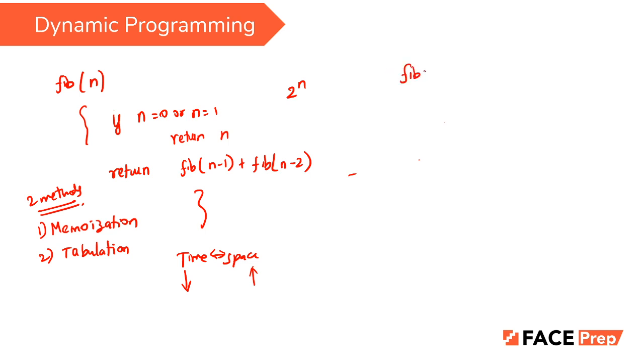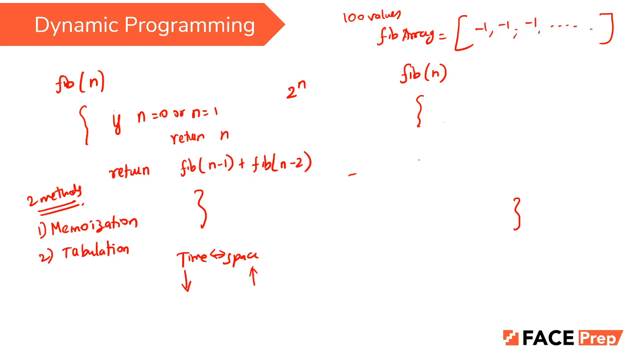I'm going to say that fib of n is equal to, now if I'm going to initiate something called a fib array, let's say I initiate this array with 100 values, so this is going to be -1, -1, -1, etc. for 100. Which means that I can calculate the Fibonacci value till 100 using this particular function. I am going to say, if n is equal to 0 or n is equal to 1, I can return n. That's the same thing.